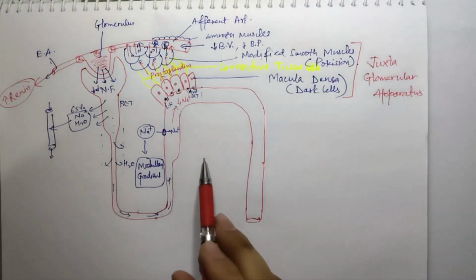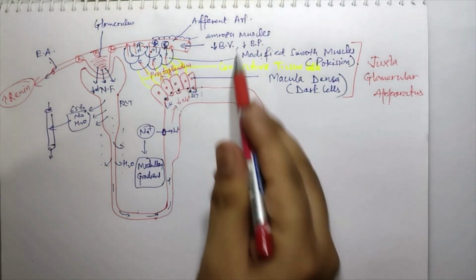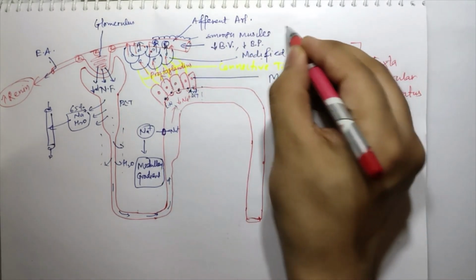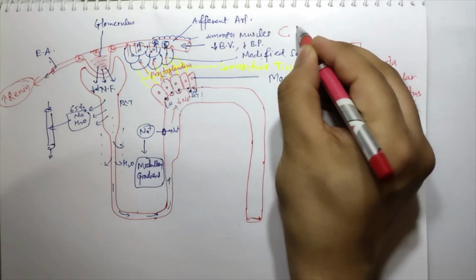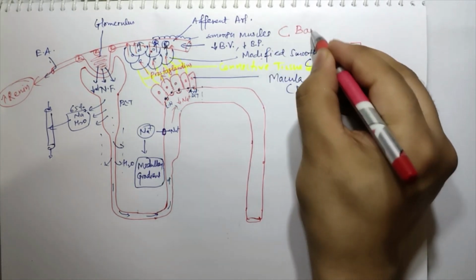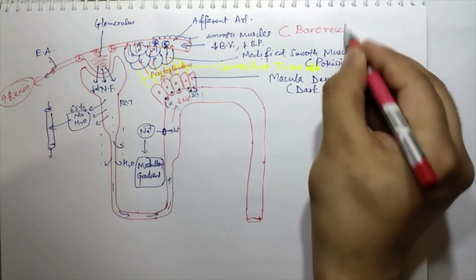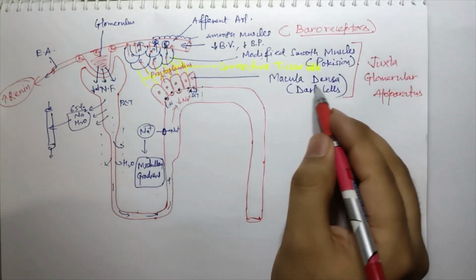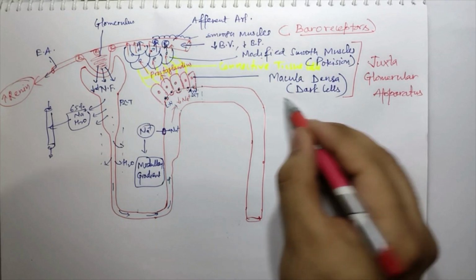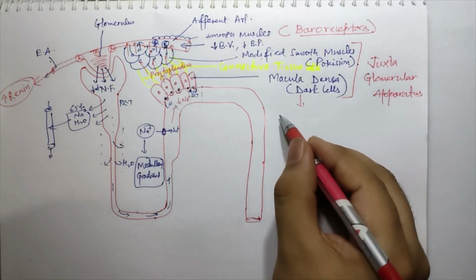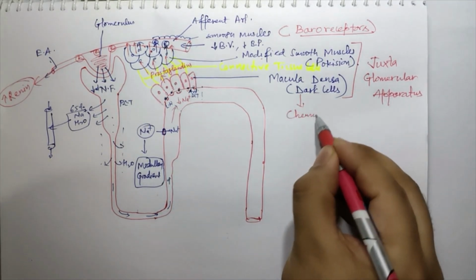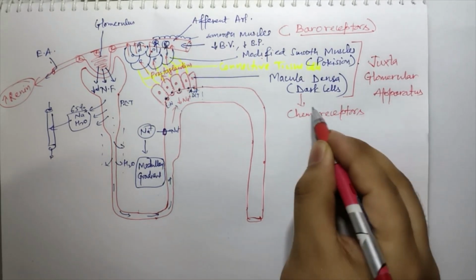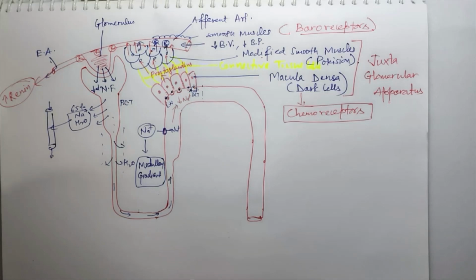Here, strictly talking about the role of these smooth muscles and these macula cells, basically smooth muscles have a type of receptors which sense pressure, and they are called baroreceptors. And these macula cells sense sodium ions, and they have chemoreceptors.